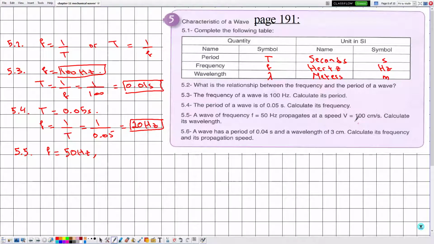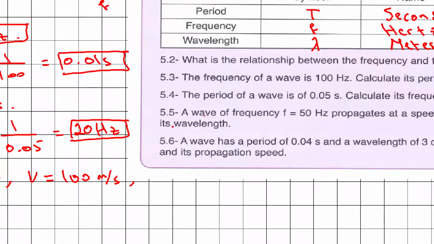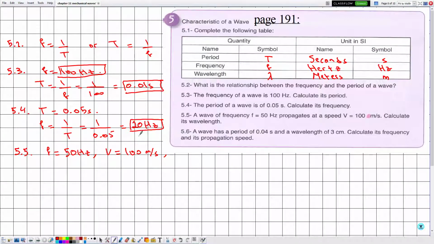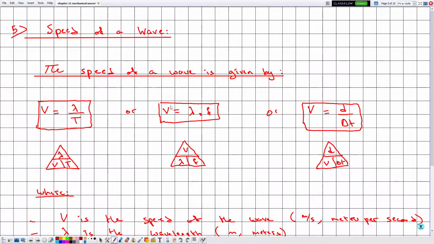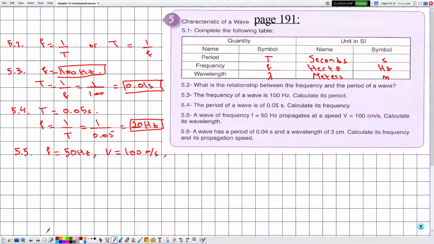And propagates at the speed of, so let me change this and convert it to meters per second like this. And the speed is given by v is equal to 100 meters per second. And we are asked to calculate the wavelength. Then referring to the previous section, we know that the speed, the wavelength, and the frequency are related by this formula. V is equal to lambda f.